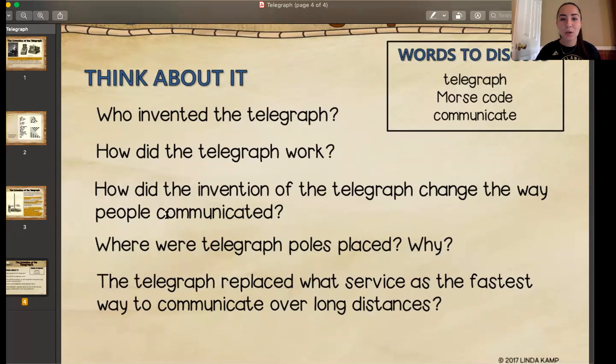I'm going to read our questions one more time so that we can start thinking about the answers. Who invented the telegraph? How did the telegraph work? What did it use to send its signals? How did the invention of the telegraph change the way people communicated? It made something easier. How did it change the way people communicated? Where were telegraph poles placed and why? And the telegraph replaced what service as the fastest way to communicate over long distances?